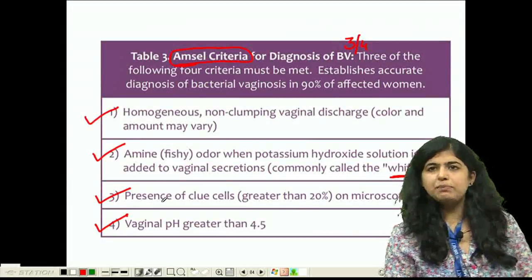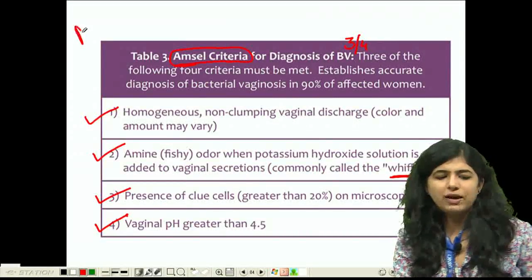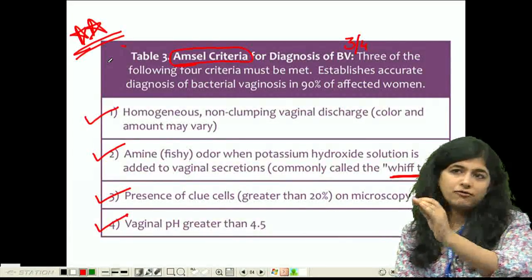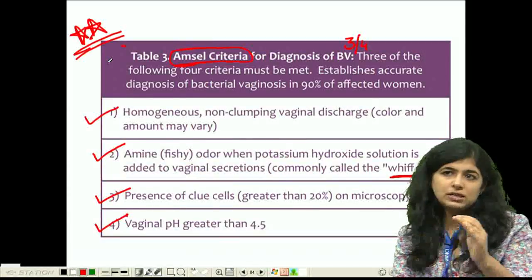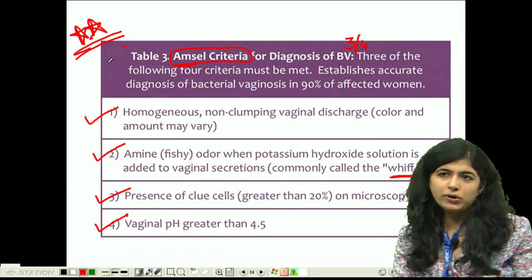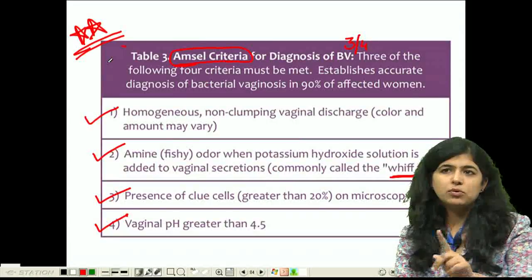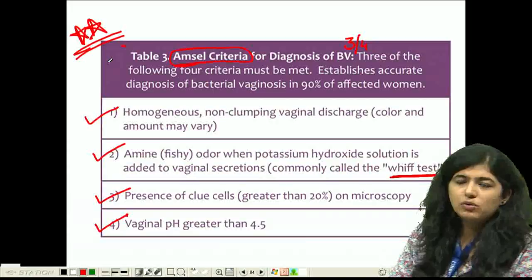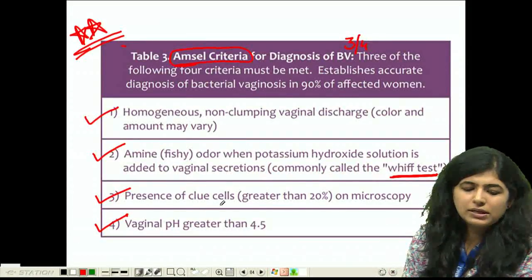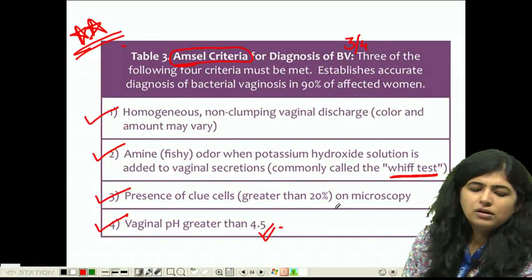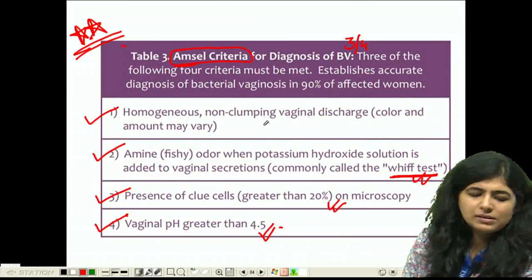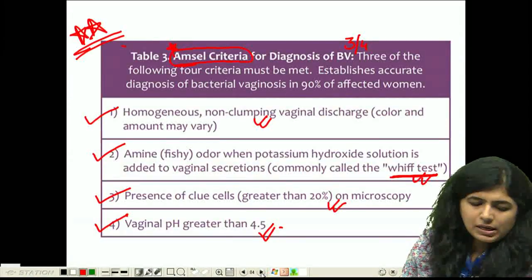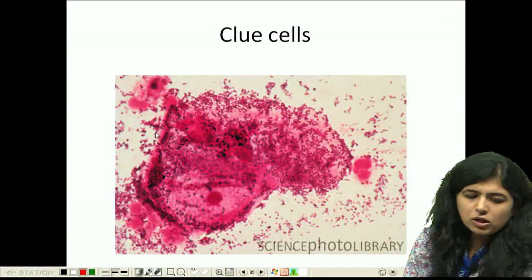They are asked in all-except or false questions. Very, very important, please remember: they will give you "all of these are features of bacterial vaginosis except" 1, 2, 3, 4, and one option will be pH less than 4.5. The pH is alkaline, more than 4.5, because lactic acid and glycogen breakdown, which also produces acid, are all decreased. Please remember all these things, very, very important. Amsel criteria. Clear?